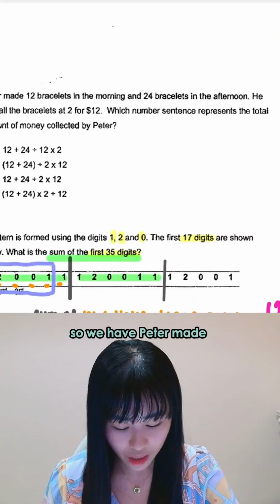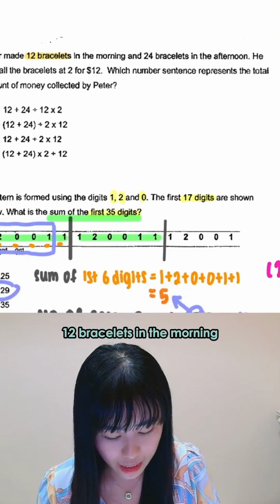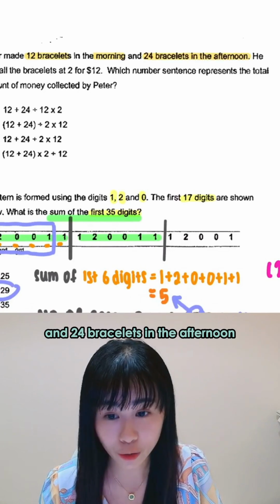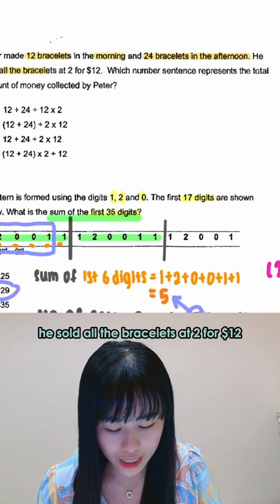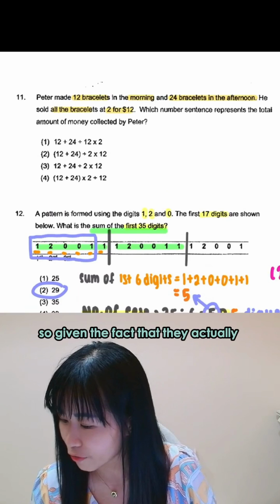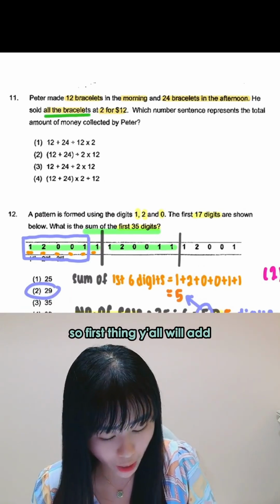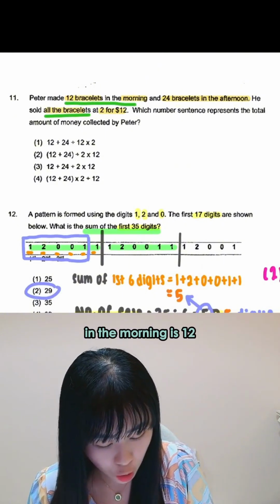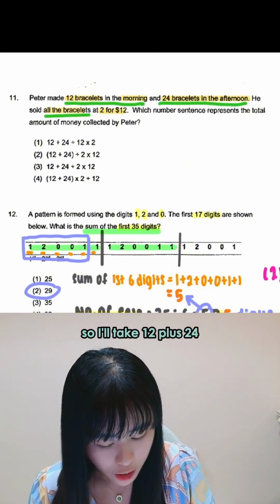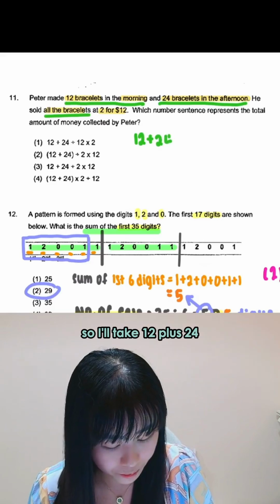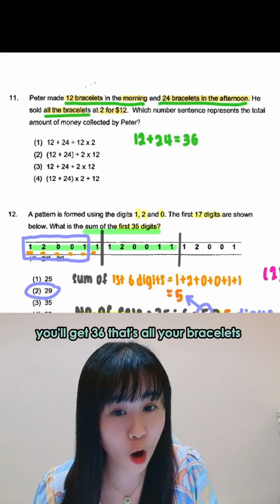So we have Peter made 12 bracelets in the morning and 24 bracelets in the afternoon. He sold all the bracelets at 2 for $12. Given that they talk about all the bracelets, the first thing you will do is add all the bracelets together. In the morning is 12, in the afternoon is 24. So I take 12 plus 24, you get 36. That's all your bracelets.